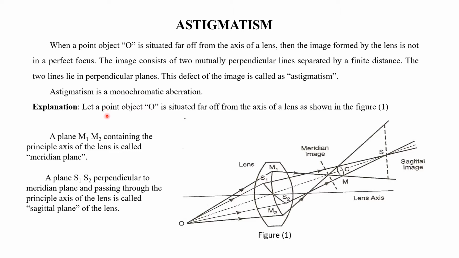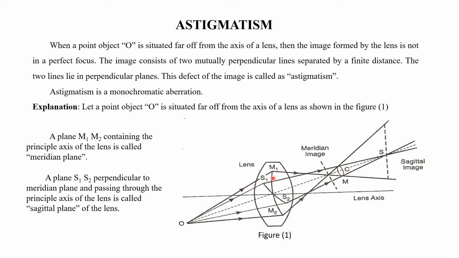Now coming to the explanation, consider a point object O which is situated far off from the axis of the lens. Far off means it is a distant object from the lens. The axis of the lens means a line passing through the optic center of the lens.